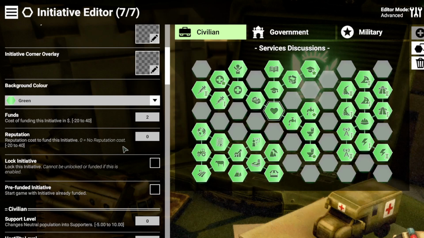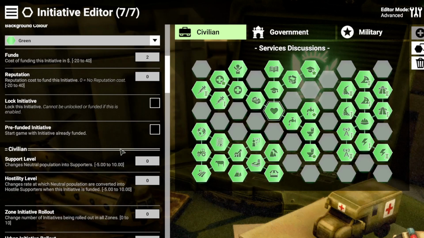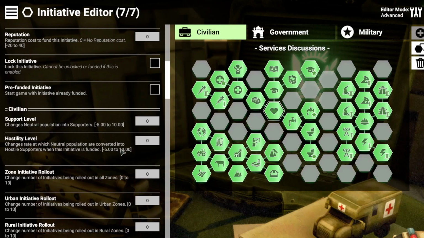Support level adds the value amount of the global support level, less effective than the zone support level. Converts neutrals to supporters. Hostility level adds the value amount of the global hostility level, less effective than the zone's hostility level. Converts neutrals to hostile. Initiative rollout changes the amount of initiatives or hammers that can be rolled out. Each initiative has a minimum of 1 hammer. Applies to urban/rural/remote. With local support modifier, how much additional support you get.